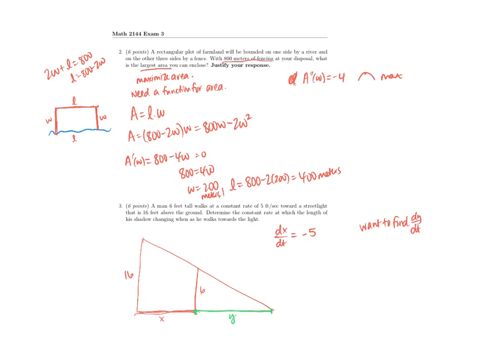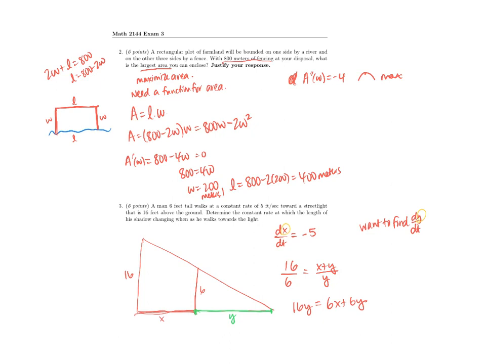So if I have dx dt and I want to find dy dt, I'm going to start by making a relationship between x and y, and then I'm going to take the derivative of that with respect to t. So what's the way I can relate x and y? Well, I can notice that I have some similar triangles going on. That 16 divided by 6 should be equal to x plus y divided by y. Or in other words, 16y should be equal to 6x plus 6y.